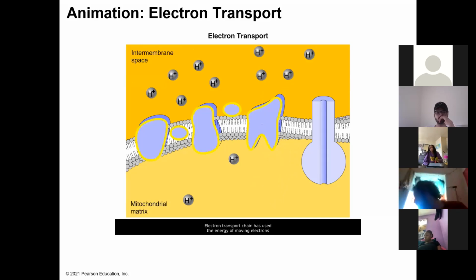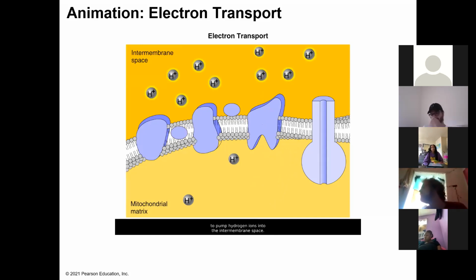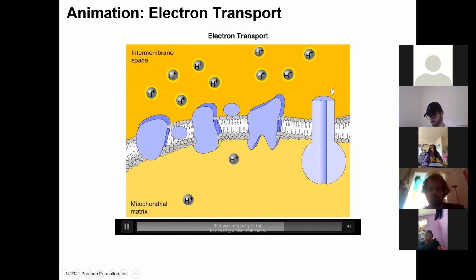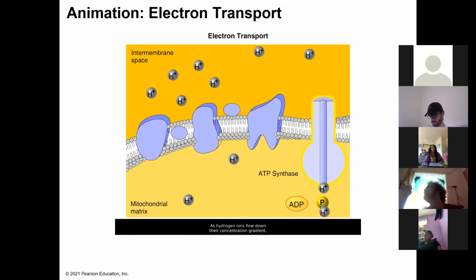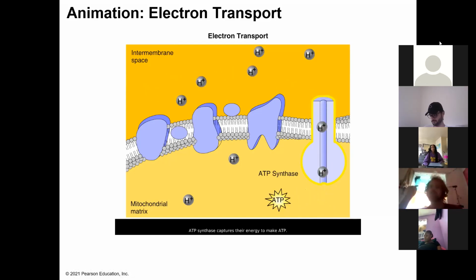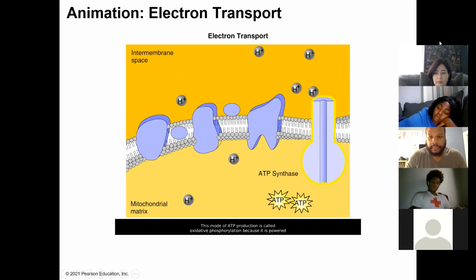The electron transport chain has used the energy of moving electrons to pump hydrogen ions into the intermembrane space. This buildup of hydrogen ions, like water behind a dam, stores the potential energy that was originally in the bonds of glucose molecules. The backed up hydrogen ions give up their energy when they diffuse through a special protein in the membrane called ATP synthase. As hydrogen ions flow down their concentration gradient, ATP synthase captures their energy to make ATP. This mode of ATP production is called oxidative phosphorylation because it is powered by the transfer of electrons to oxygen.